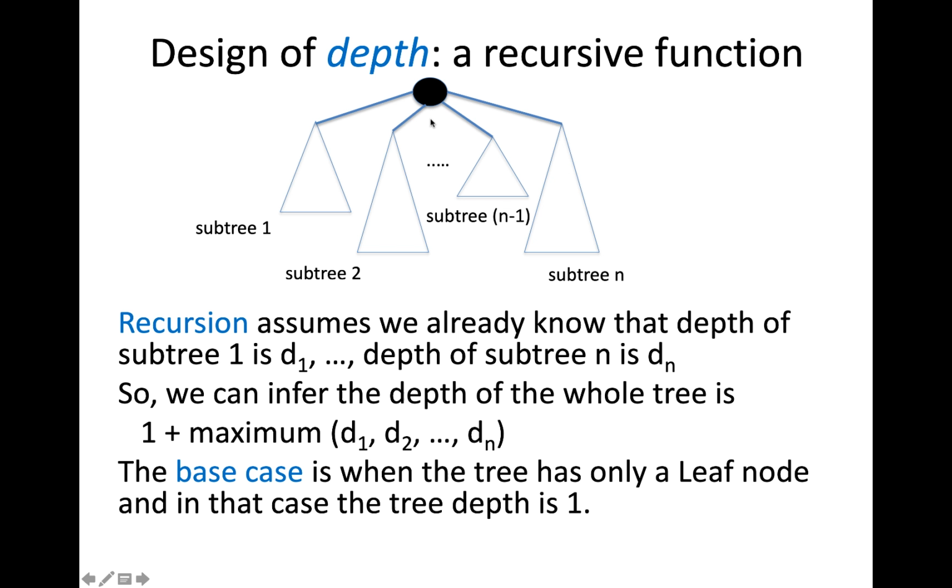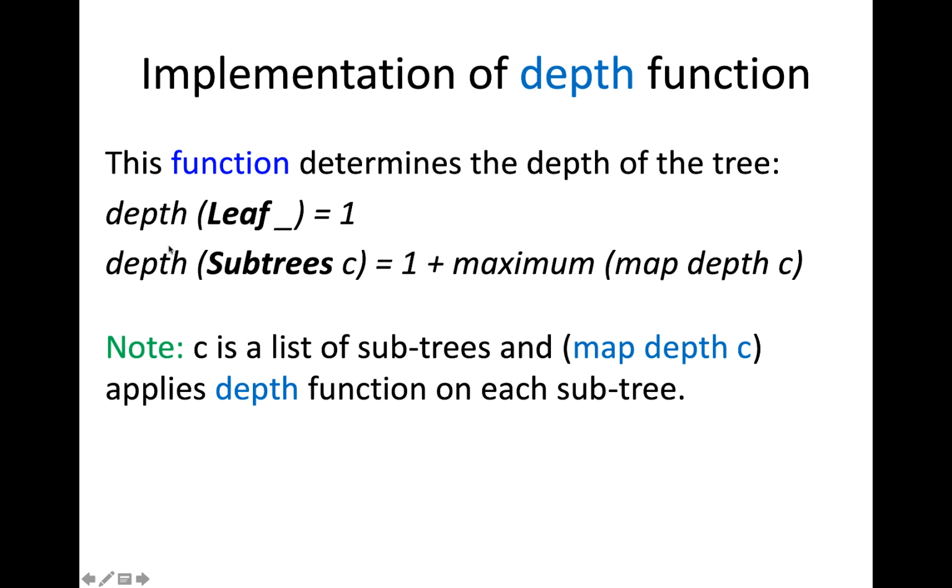And then plus 1, because this given tree has all the subtrees, so whatever the maximum subtree depth was, we have to add another plus 1 to get this whole tree's depth, right? And for the base case, when the whole tree is nothing but a leaf, we can define that depth as just 1. So you see that we have to write a recursive function to implement depth, and this is one way of writing it.